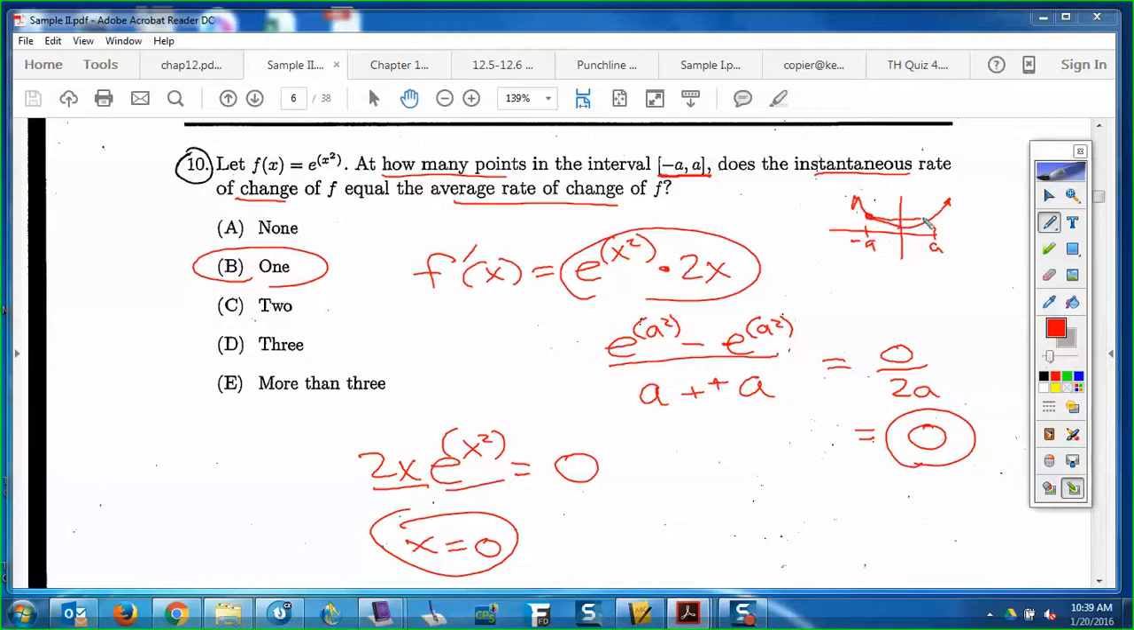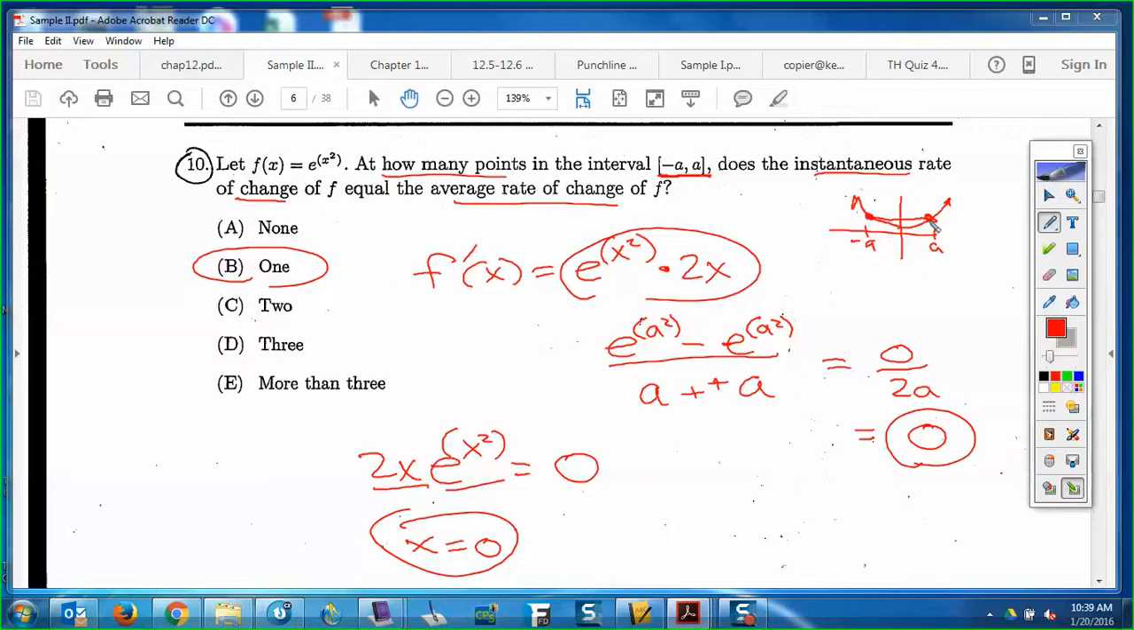So the slope between those 2 points is going to be horizontal. That's why that slope's going to be 0. But it's not really a surprise that the slope between the 2 points came out to be 0. So how many places in between is that going to happen? One time is the instantaneous rate of change. Right there, down there at the bottom, the slope at a point is going to be the same as the slope between those 2 points. So that's why there's only one.